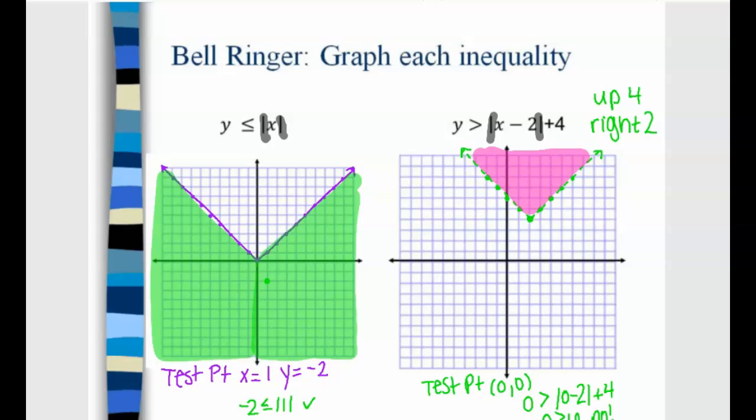All right, so bell ringer. Today we're going back to absolute values. We're going to do some word problems, and we're going to do absolute values with lines. It's not terrible. That's why it's the bell ringer.